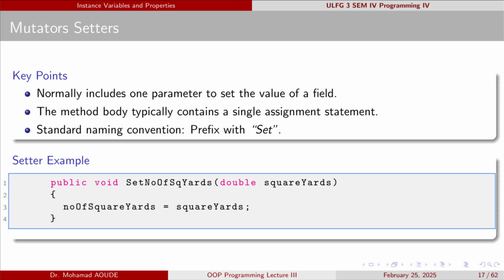Let's begin by revisiting setters, or mutators. A setter method typically does two simple but critical things. It takes one parameter, the new value you want to store. It assigns that value to a private field inside the object. The naming convention is to prefix with set, followed by the name of the variable. Setters allow external code to modify private fields, but under controlled conditions, a key part of good encapsulation.